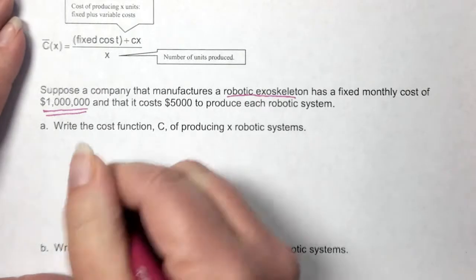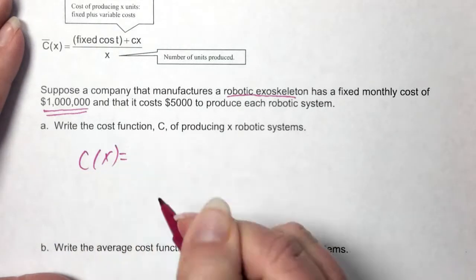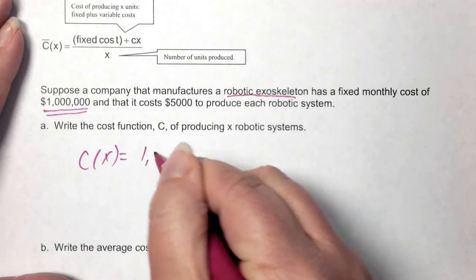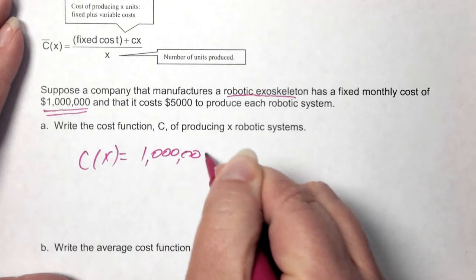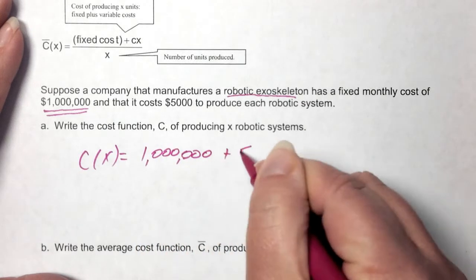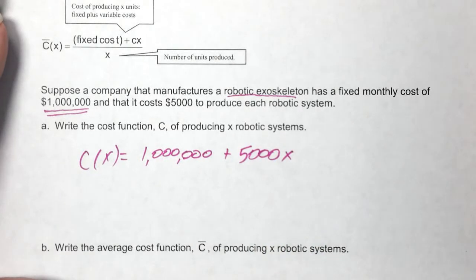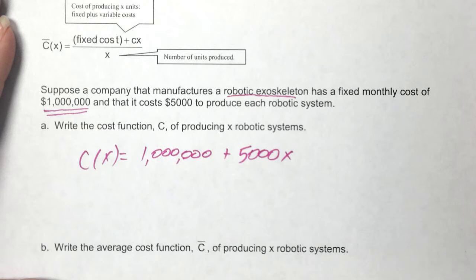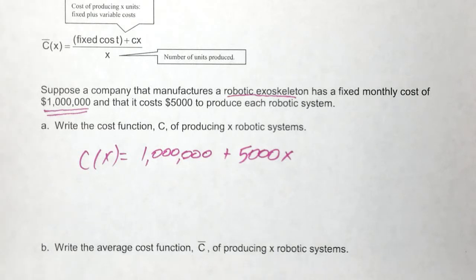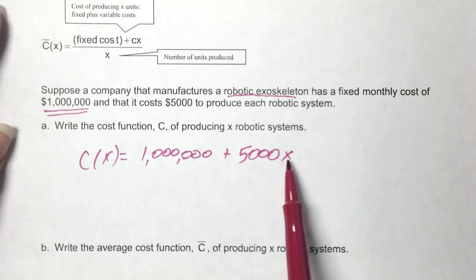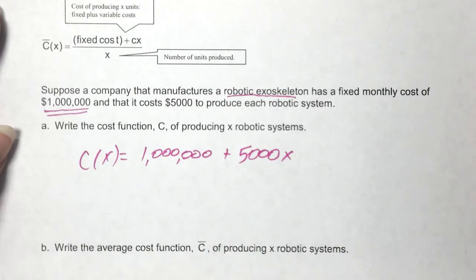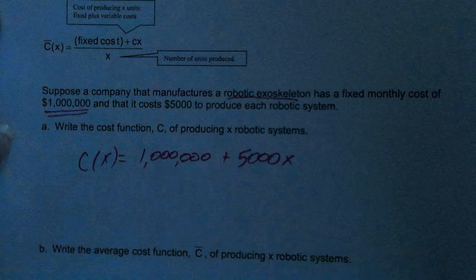Okay? So our cost function, our C of X, will be $1 million, that $1 million they paid up front, plus $5,000 times however many skeletons they made. Okay? So in other words, if they built 25 skeletons, we could put 25 for X, work this out, and that would be the total cost that they spent that month.